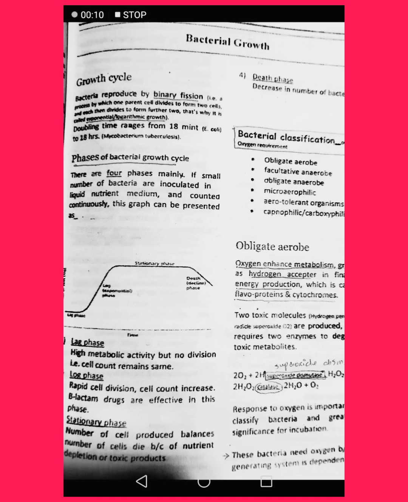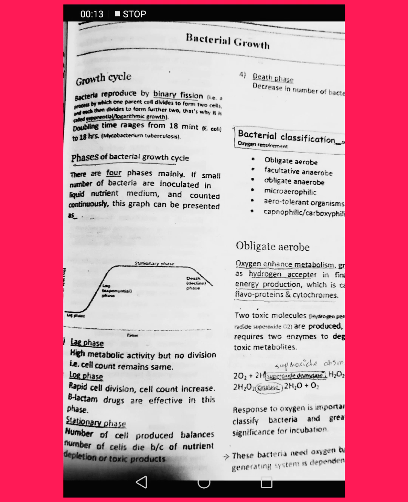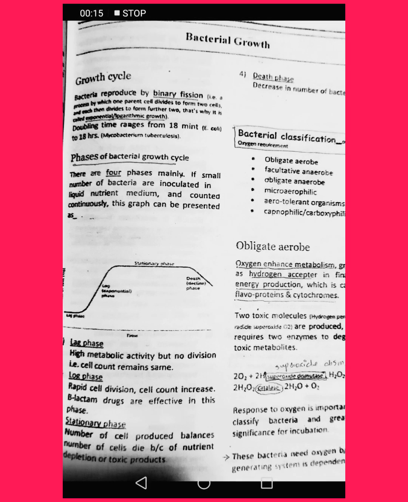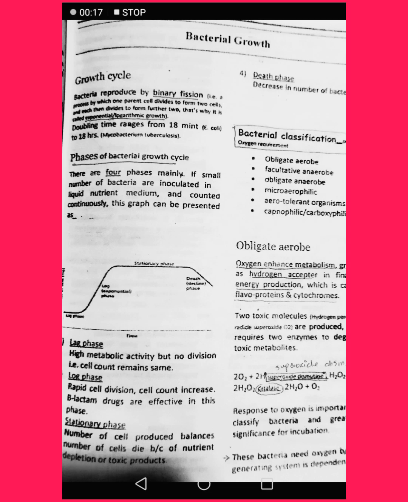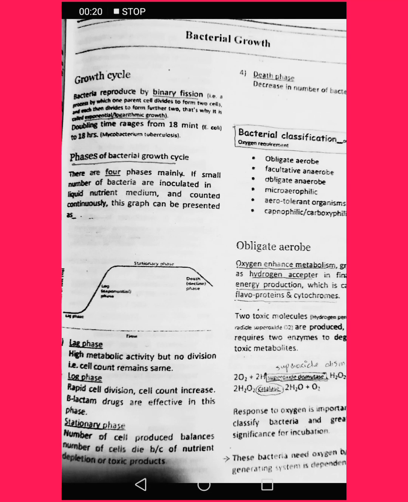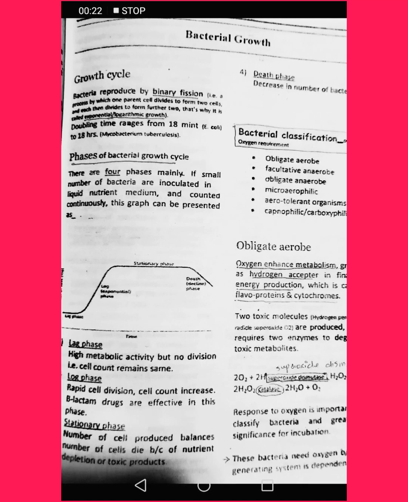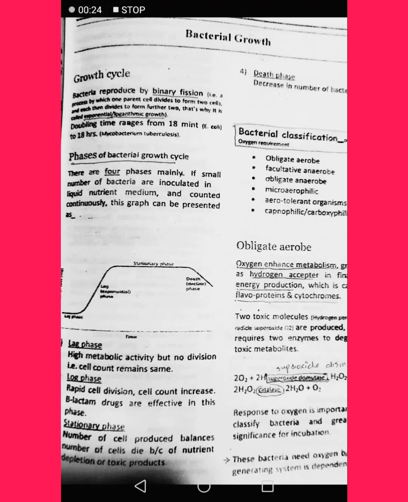First of all, we are going to start the growth cycle. We know that bacteria are living microorganisms. They can divide themselves and produce new bacterial cells. The process by which bacteria divide is known as binary fission.